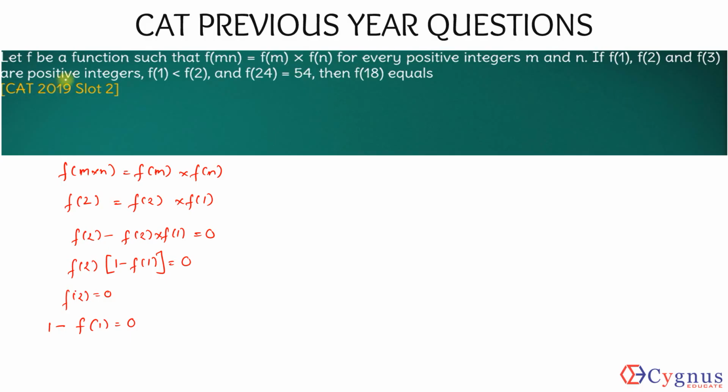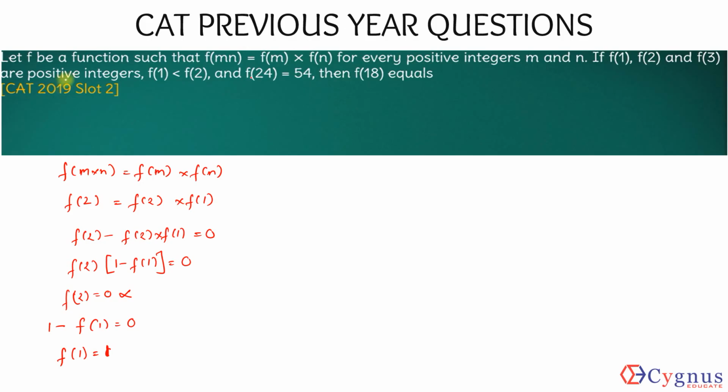If f2 becomes 0, in that case, f1 will also become 0. But it's given that f1, f2, and f3 are positive integers. So this will not hold true. That means 1 minus f of 1 is equal to 0. If 1 minus f of 1 is 0, f of 1 will be equal to 1. And we also know that f of 1 is less than f of 2.